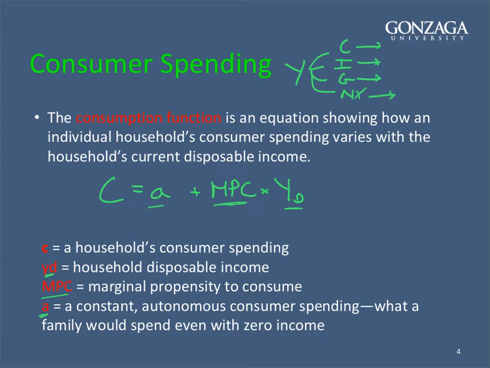Just an aside, for those having a hard time with this equation, it is the same as the equation of a line. This is going to be a linear line with a constant slope. It's going to have a slope of MPC and an intercept of A. It is essentially a line.